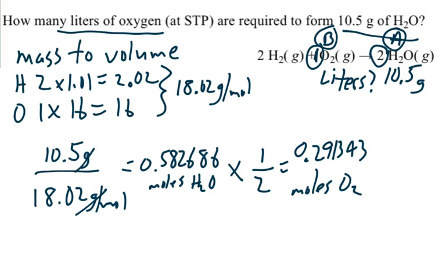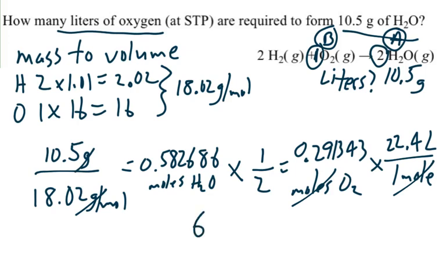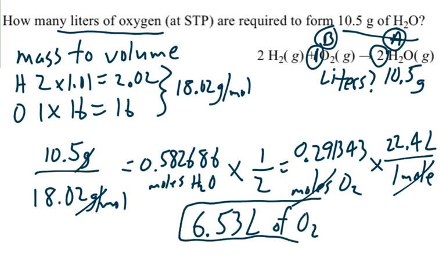So here I will set up, using dimensional analysis, there are 22.4 liters for every 1 mole. According to the flow chart, it just says you're multiplying by 22.4, but if you look at my setup, that's what I'm doing. I'm multiplying by 22.4, and let's go ahead and do that and round to 3 significant digits. You end up getting 6.53 liters of oxygen.